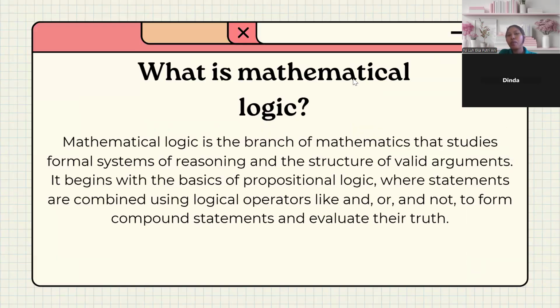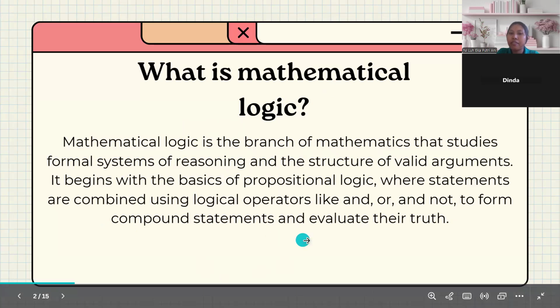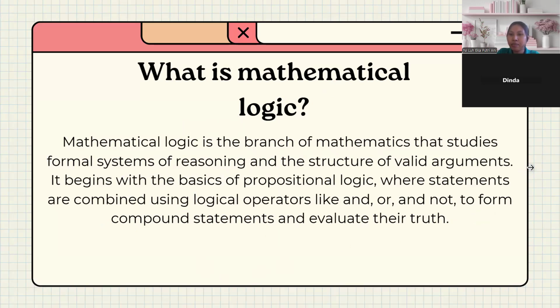Okay, first, what is mathematical logic? Mathematical logic is the branch of mathematics that studies formal systems of reasoning and the structure of valid arguments. It begins with the basics of propositional logic, where statements are combined using logical operators like and, or, and not to form compound statements and evaluate their truth. Okay, do you understand? Yes, Miss. Okay, next.